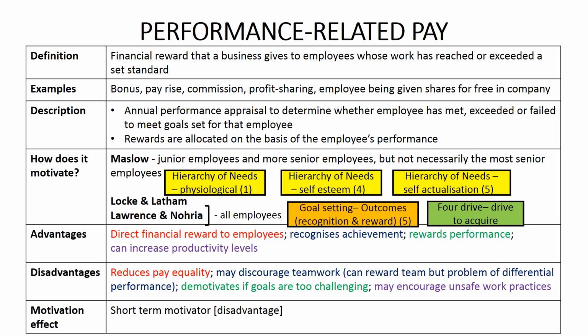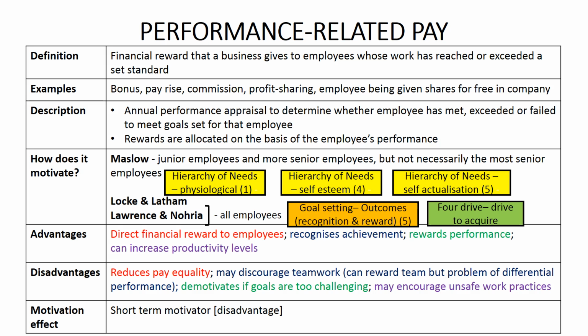Finally, performance-related pay can increase productivity levels because it motivates employees to work harder by giving them the opportunity to earn a financial reward. On the other hand, there's a risk that, in trying to qualify for the financial reward, employees will cut corners in ways that compromise safety in the workplace. For example, they might run equipment at higher speeds than are safe. If an accident happens, then this can stop production and so actually reduce the productivity of the business.